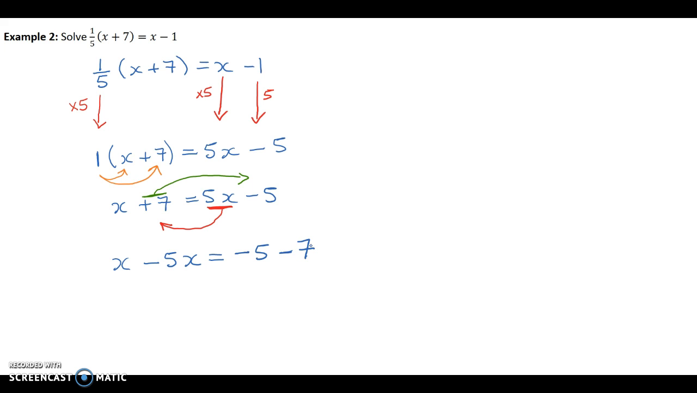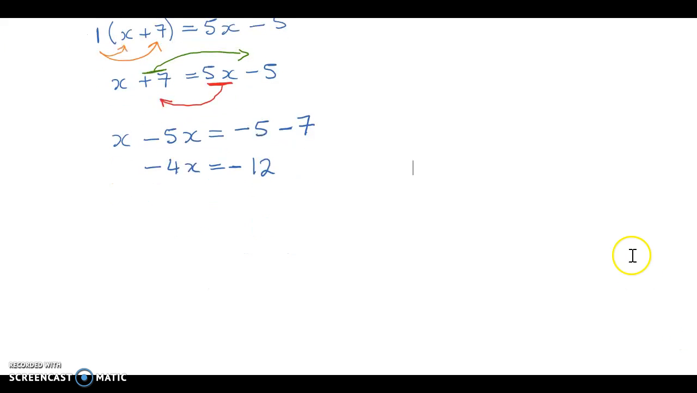Okay, so now we have x - 5x, that's minus 4x, is equal to minus 5 minus 7. Numbers have the same sign, so we add the numbers. 5 and 7 is 12, and we keep the sign, minus 12. Minus 4x equals minus 12. We're nearly finished. We just divide by whatever's in front of the x. In this case, it's minus 4. So divide both sides by minus 4. The minus 4s will cancel, giving you x.